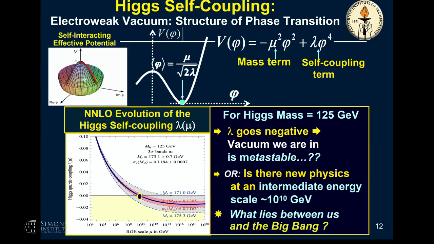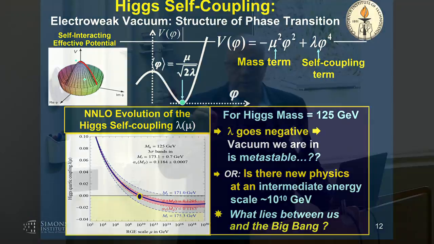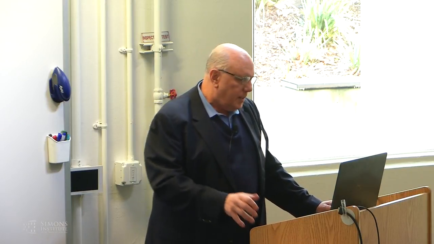There's already a hint of a problem here. Now that we've discovered the Higgs boson to be at 125 GeV, if you try to carefully use your theory to project backward in time, which is equivalent to projecting to very high energies, you find that the self-coupling of this field suddenly goes negative. What does that mean? It means that we wouldn't be living in a real vacuum, that we would transition to something else and we wouldn't be here.